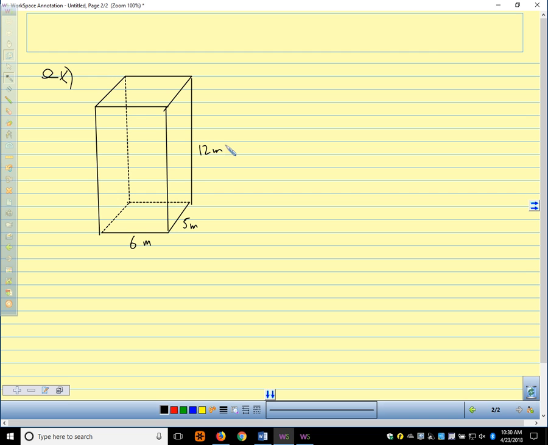All right, what would we call this thing? What kind of prism? What's the shape of the base? And what's the only shape that's there? Rectangle. This would be a rectangular prism. We want to find the volume.